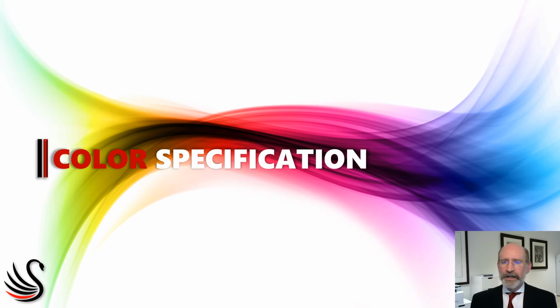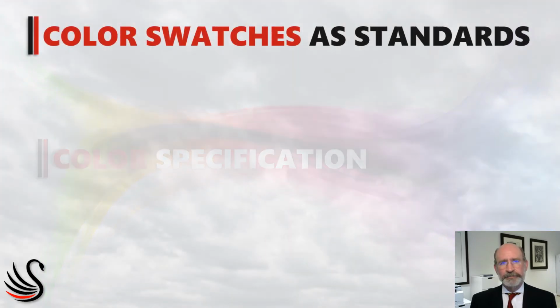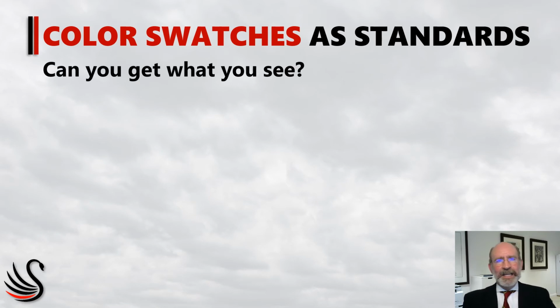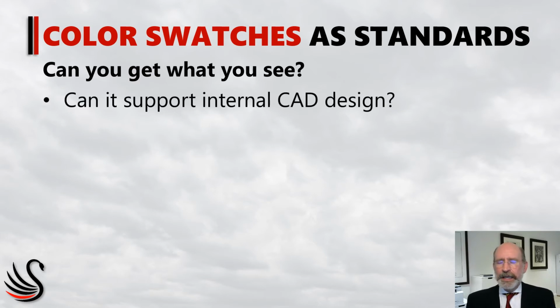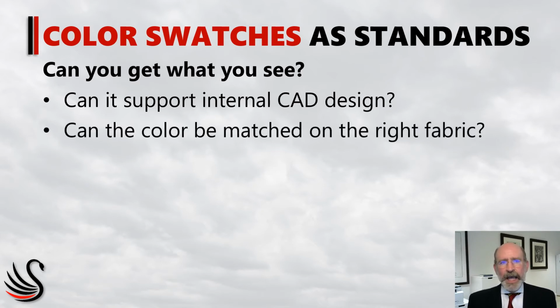So we've selected our color in exploration. Now we've got to specify this through the rest of the process. Well, if we're working with traditional color swatches, be they found objects or standard color sets, one of the questions you have to ask is, can I get what I see? Can I actually get that color into my CAD software program? I have this great swatch, but how do I digitize it?